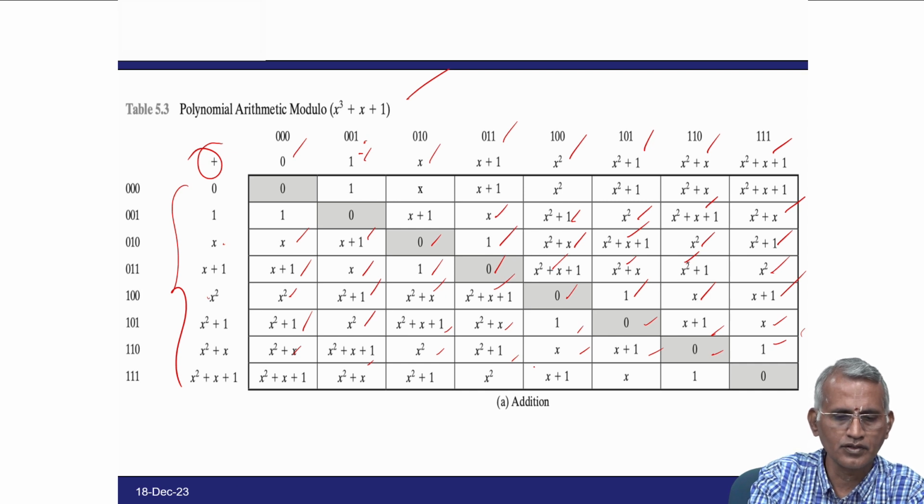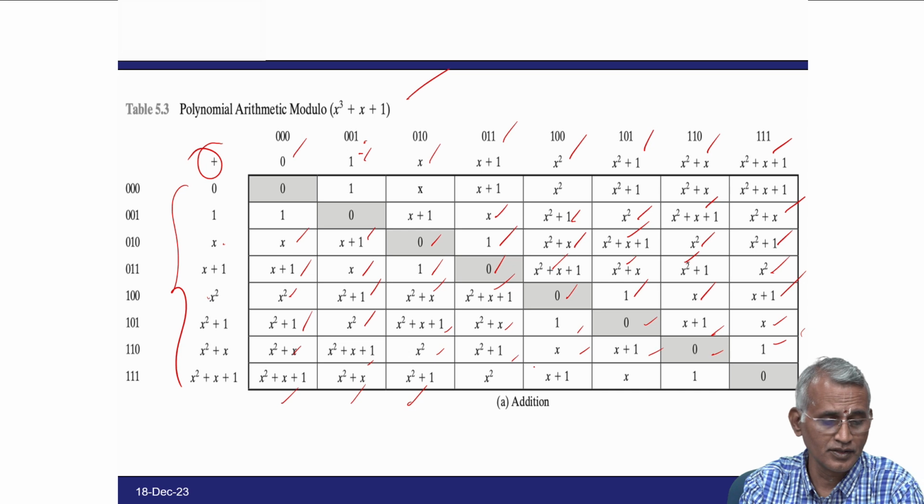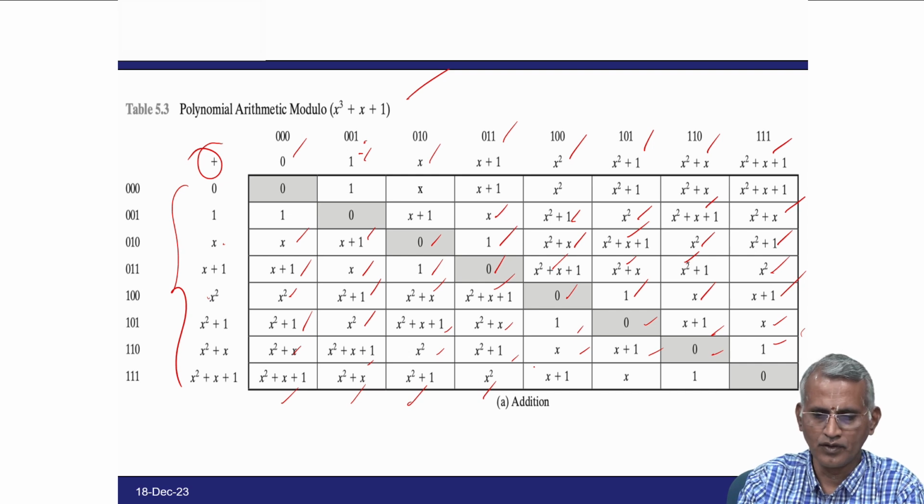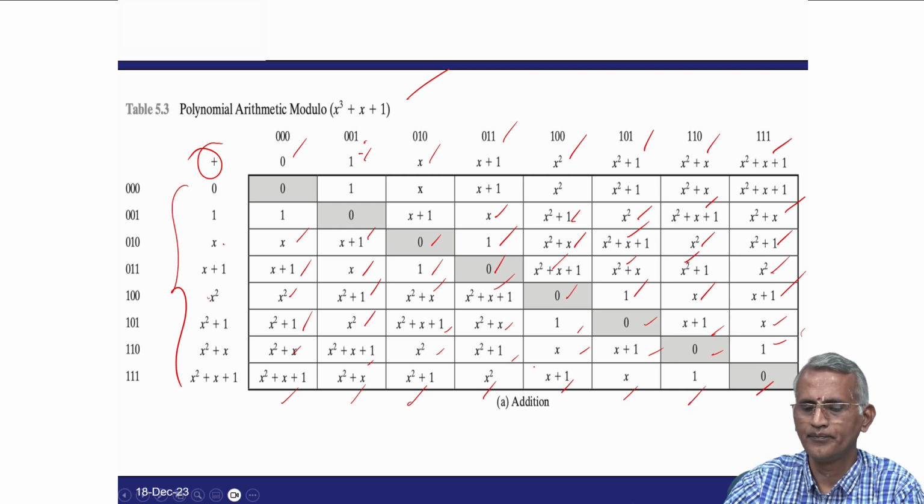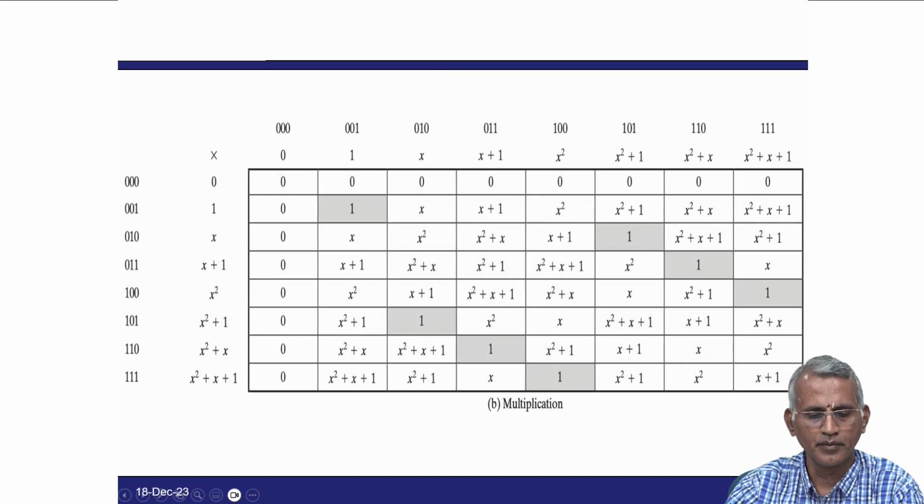So, x square plus x plus 1 is the same, x square 1 gets cancelled, x square plus x, x gets cancelled, x square plus 1 gets cancelled means 0, then x plus x is 0, x square plus 1 plus x plus 1 is x square, x square plus x plus 1 is x plus 1, x square plus x plus 1 plus x square plus 1 is x, x square plus x plus 1 plus x square plus x is 1, and then it becomes 0. So, this way we can do the table.